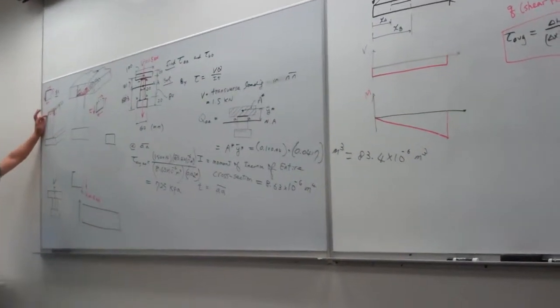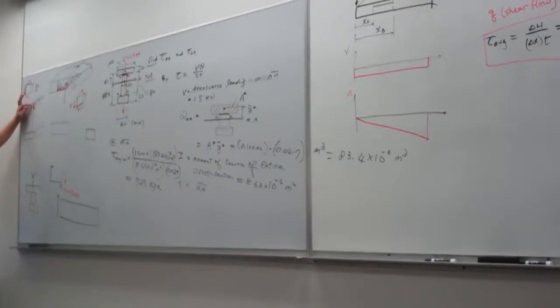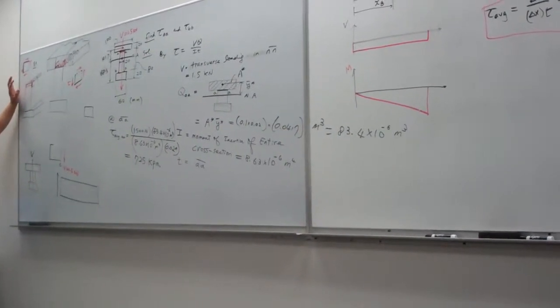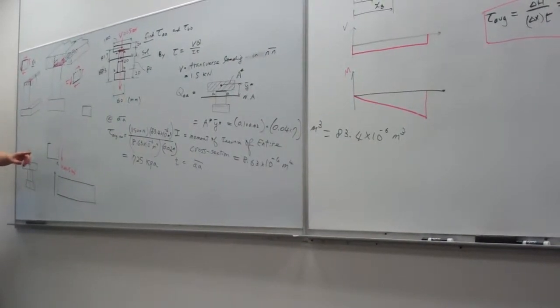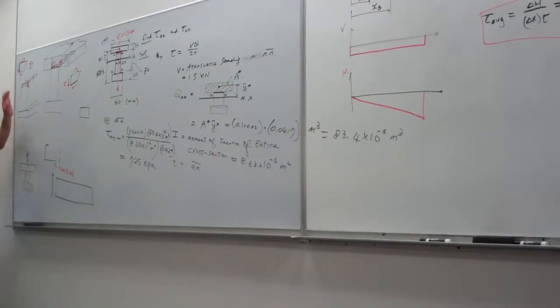This is one stress component. This is another stress component. By chance, not by chance, by static equilibrium, they just have the same magnitude, 725. Okay. So basically, you got 1 for 4.